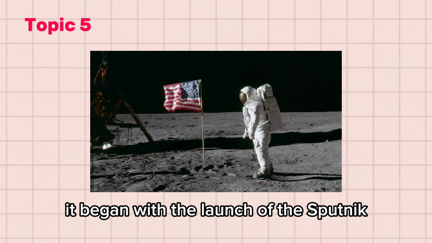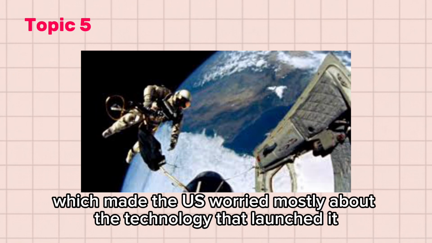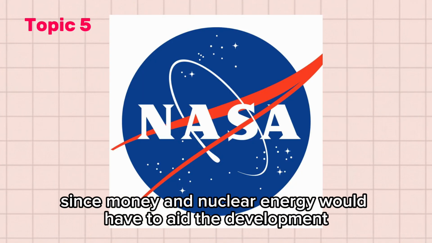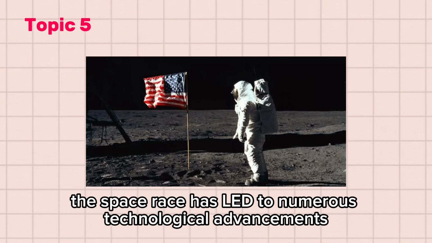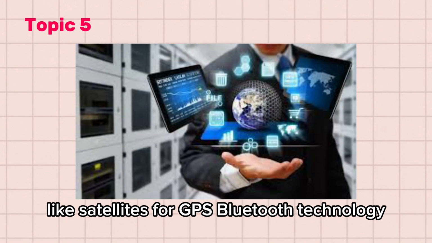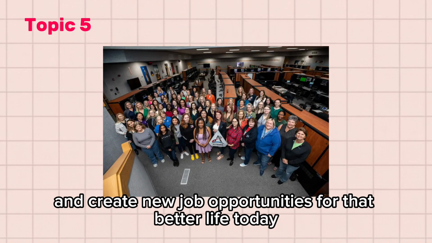superior. It began with the launch of Sputnik, the world's first artificial satellite, by the USSR, which made the US worry mostly about the technology that launches the device, since money and nuclear energy would have to aid the development. This led to the creation of NASA and the moon landing. The space race has led to numerous technological advancements like satellites for GPS, global technology, improved weather forecasting, freeze-dried food, cordless vacuums, memory foam, and created new job opportunities that affect our lives today.